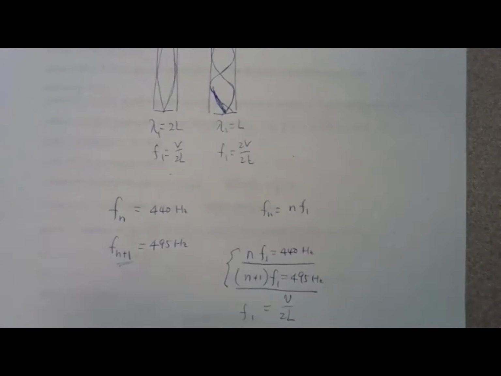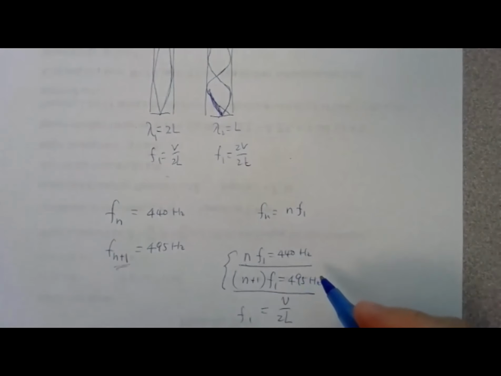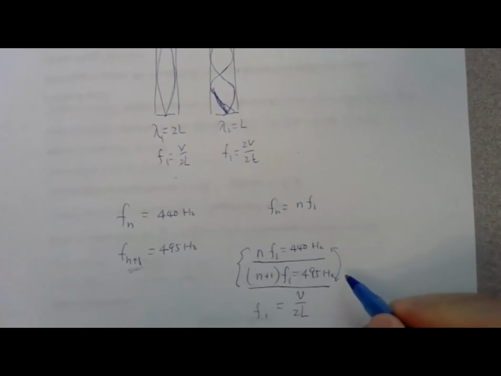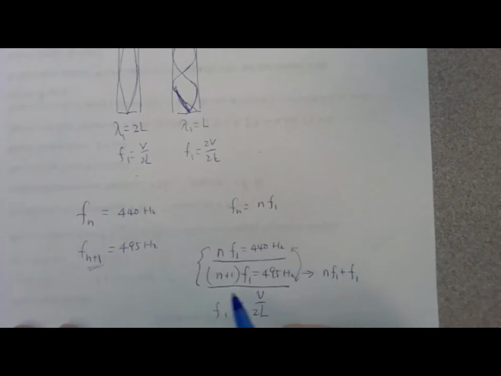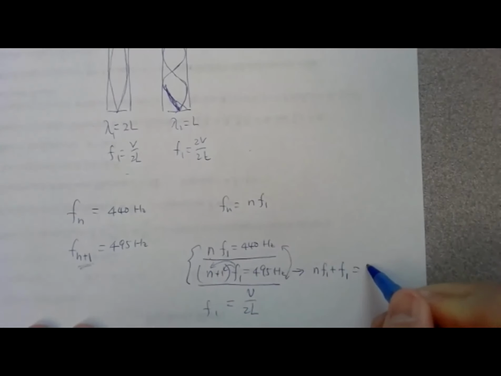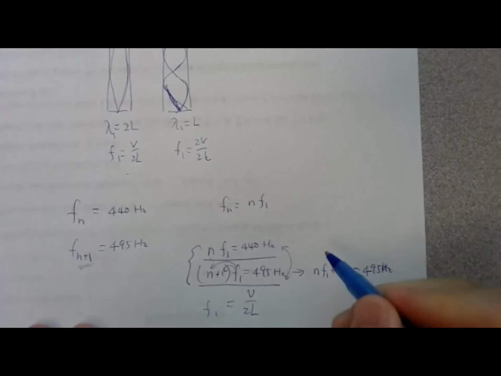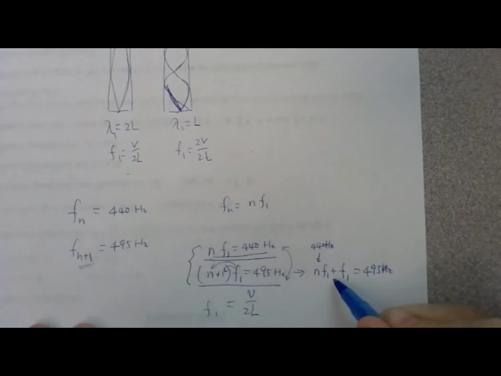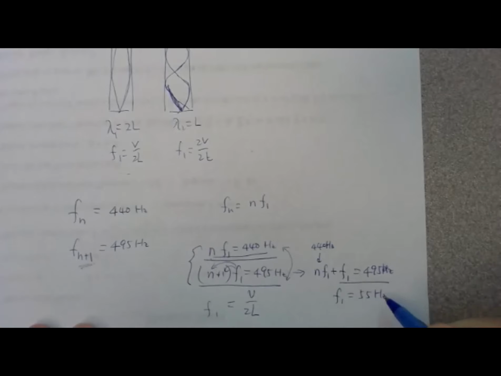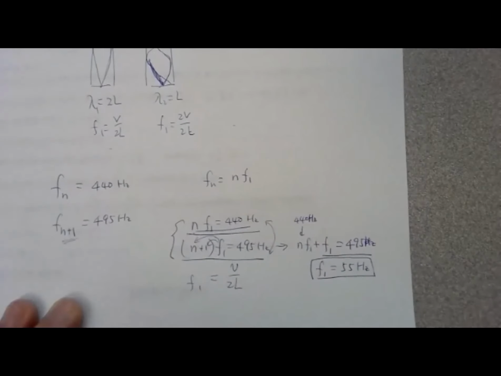By looking at two equations with two unknowns, you should be able to solve both unknowns. You may have different techniques, but what I can do here is take the second equation. This can be rewritten as n times F1 plus F1, because you can distribute F1 into the parentheses. So n F1 plus F1 equals 495 Hertz. Now, n F1 is 440 Hertz. So 440 plus F1 is 495, and you can solve for F1 to be 55 Hertz.